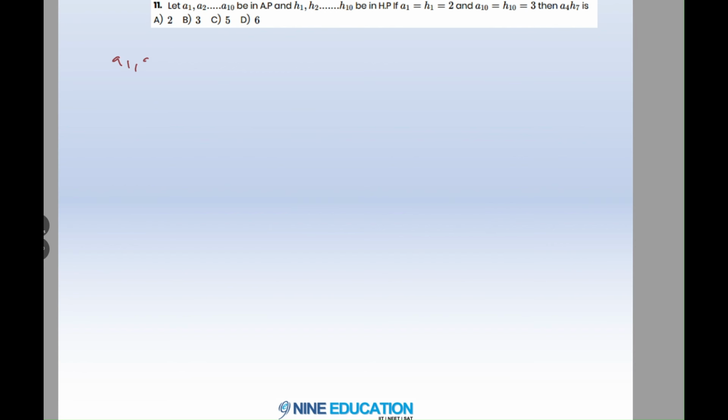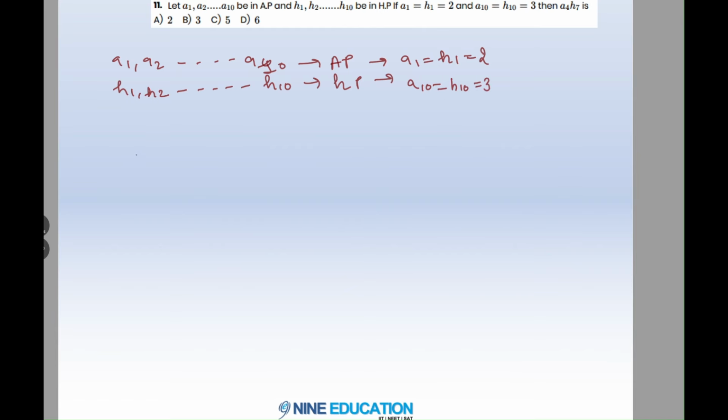A1, A2, so on up to A10, they are in AP. H1, H2, so on up to H10, they are in HP. Now A1 is equal to H1 is equal to 2 and A10 is equal to H10 is equal to 3. Then find out A4, H7. So what we need to do is find A4 separately and H7 separately and multiply them together.